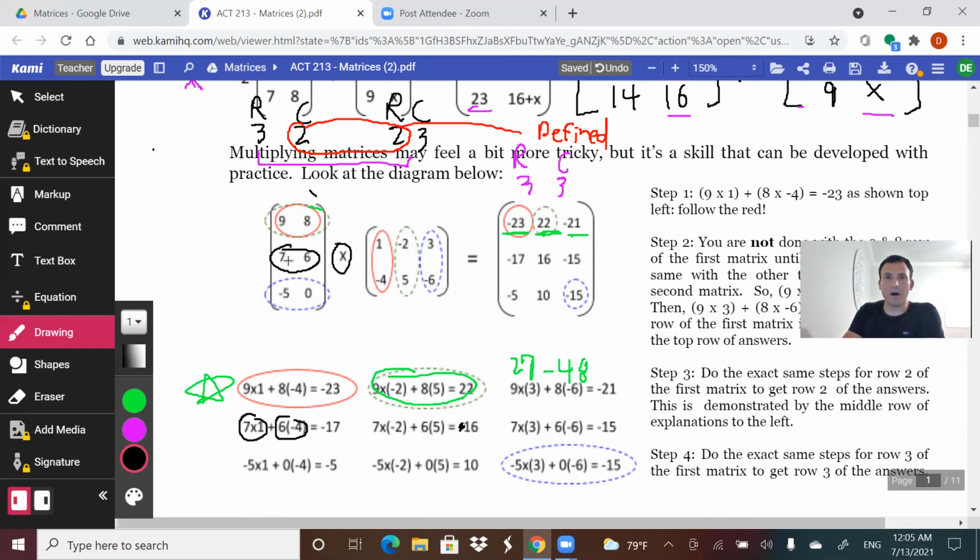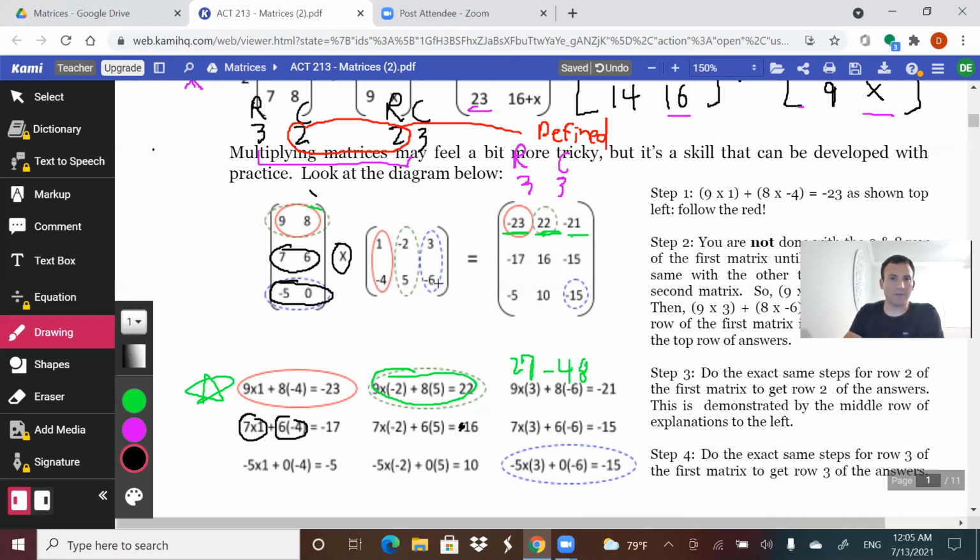Anyway, 7 times 3, 21. 6 times -6, -36. That's going to get us -15. Now that we filled out this entire row, we go to the final row of our first matrix.